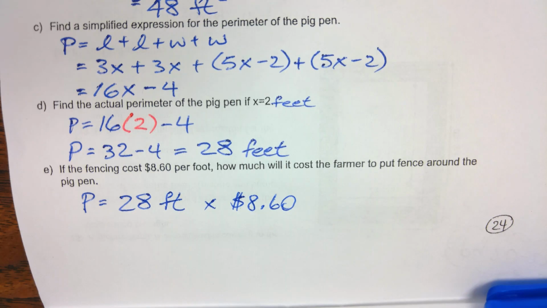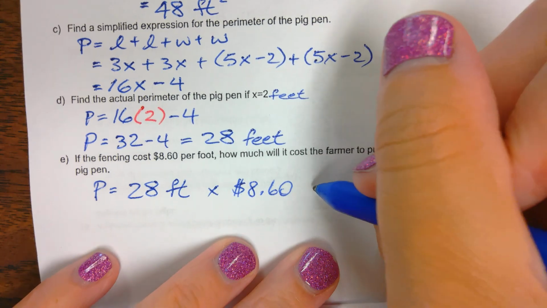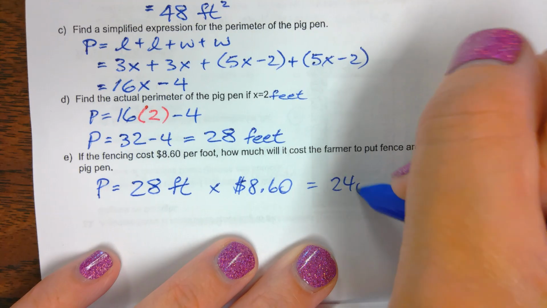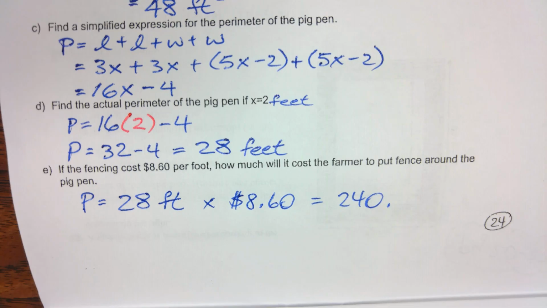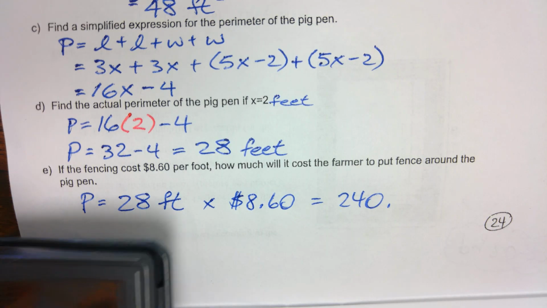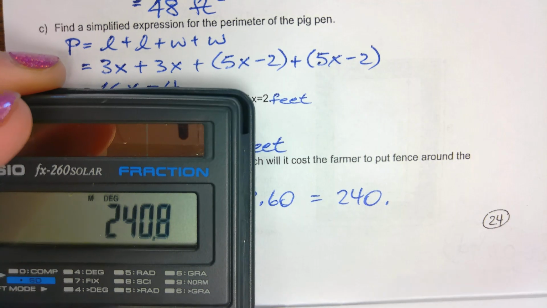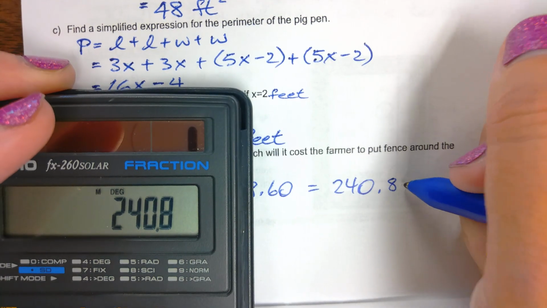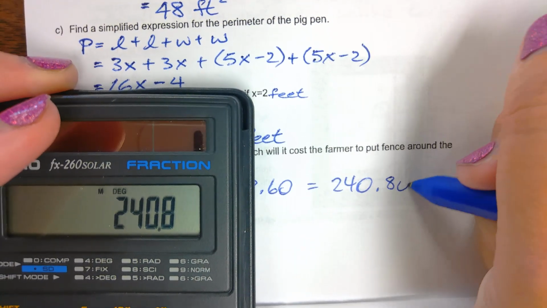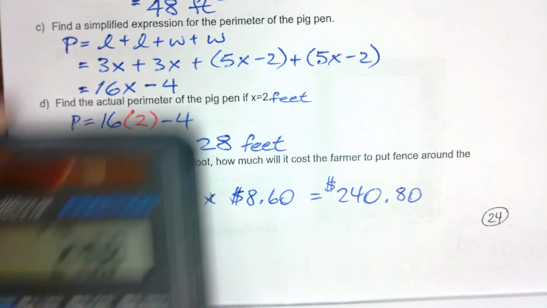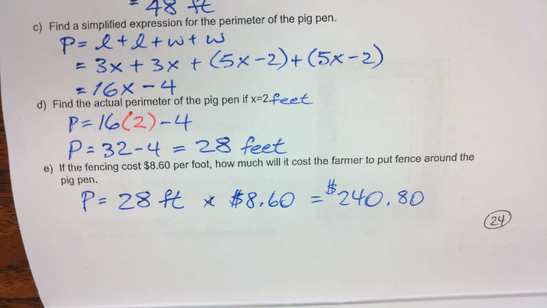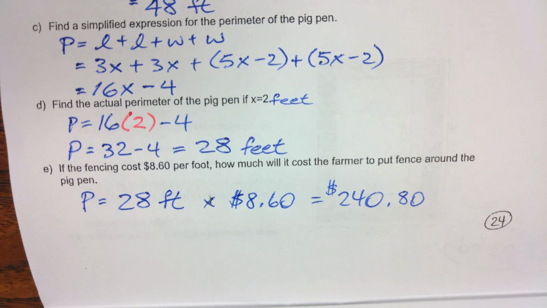Okay, and Uveen, what do you get? 240 dollars. It costs $240.80. Good. Remember, this is money. So 0.80 and a dollar sign in front. So just to keep that pig in your backyard, it's going to cost you $240.